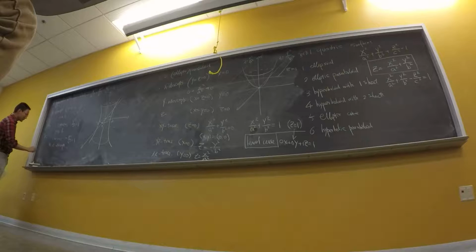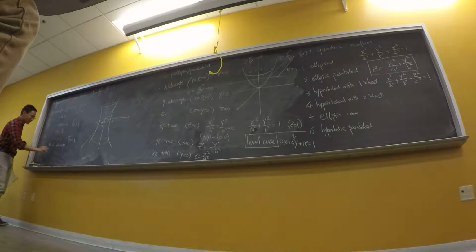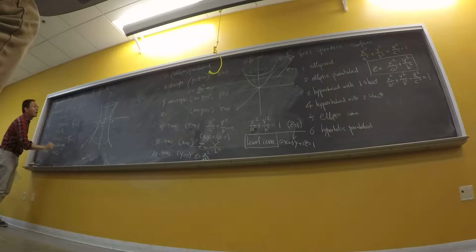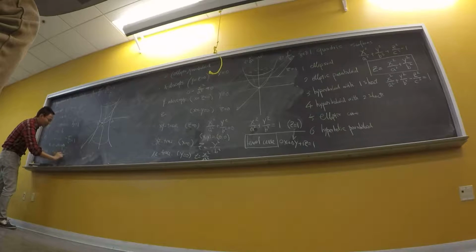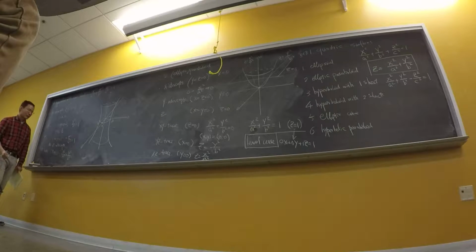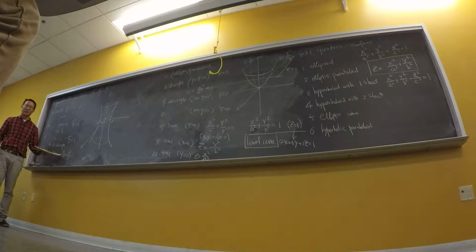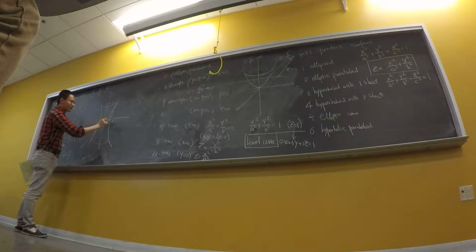So next, I want to find all the traces. So the x, y trace. How about the x-axis? z equals 0. I'm getting x squared over a squared plus y squared over b squared is equal to 1. Alright? So this one defines an ellipse right here.